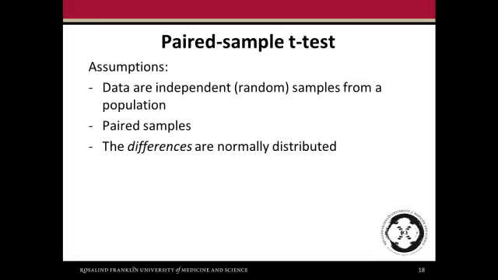So the assumptions that we have for a paired sample t-test in general are that the data are independent or random samples from a population, so the people that are involved in the study were randomly sampled individuals who are on dialysis. We have paired samples, and that the differences are normally distributed. Now it's not that the data is normally distributed, it's that the differences are normally distributed.